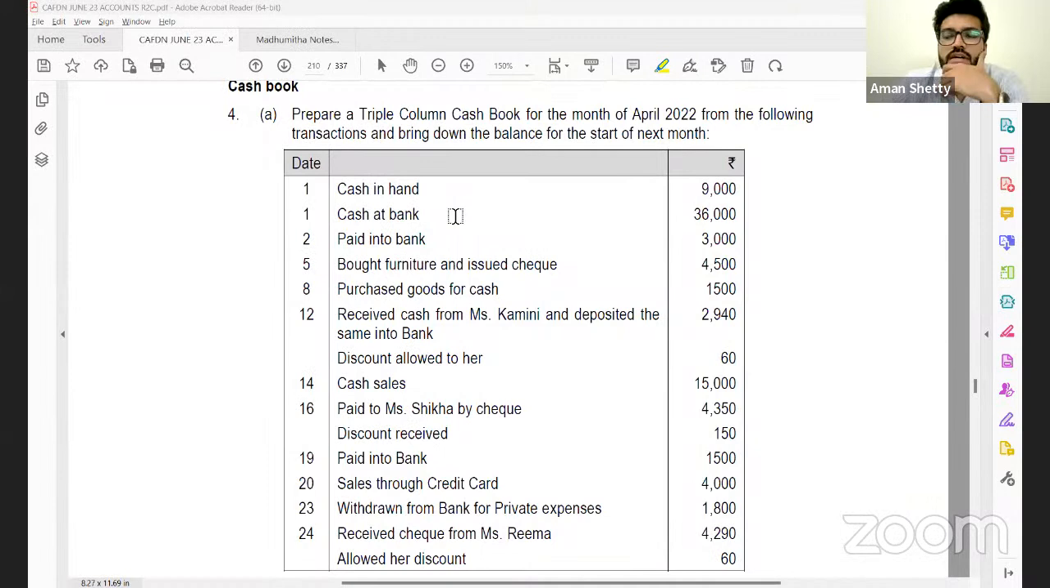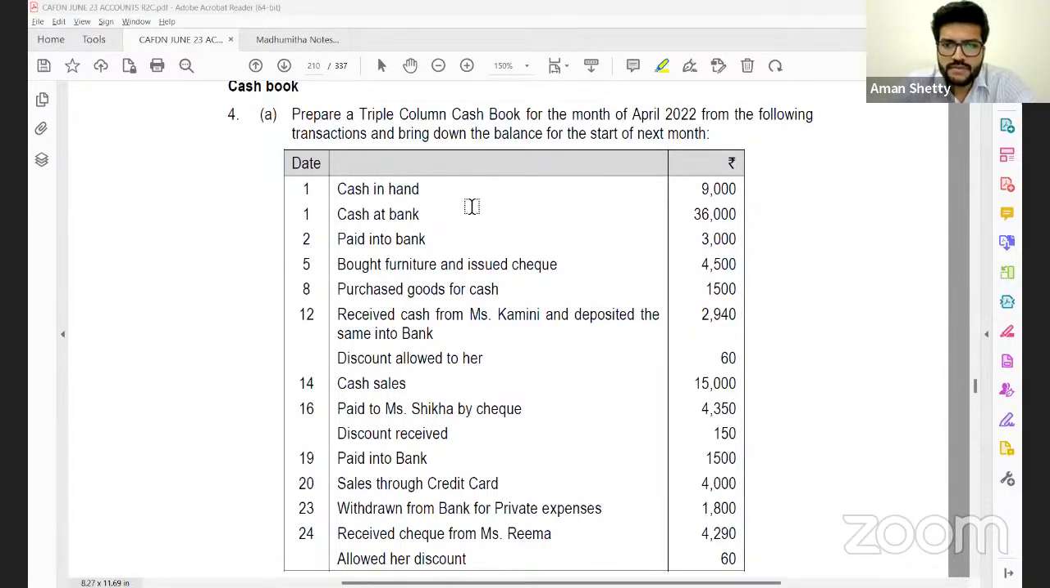One of you read the problem quickly. Yes, sir. Prepare a triple column cash book for the month of April 2022 from the following transactions and bring down the balance for the start of next month.